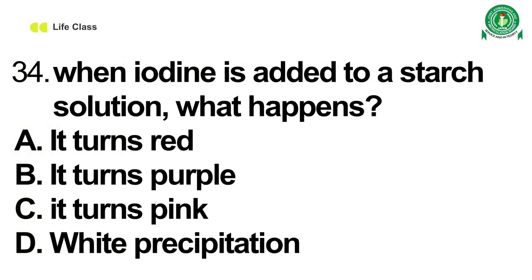Alright, so this particular question is on food test, and it says when iodine is added to starch solution, what happens? A, it turns red, B, it turns purple, C, it turns pink, D, white precipitation. So whenever iodine is added to any starch solution, no matter what it is, it will always turn purple, or deep blue. So it's around the purple, deep blue, or violet color. So the correct answer is B.